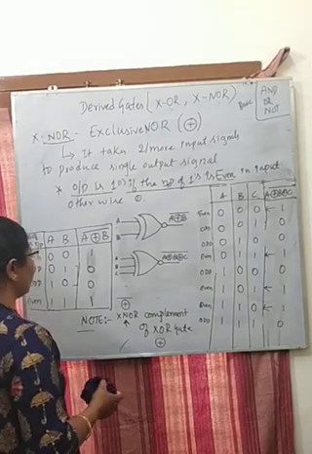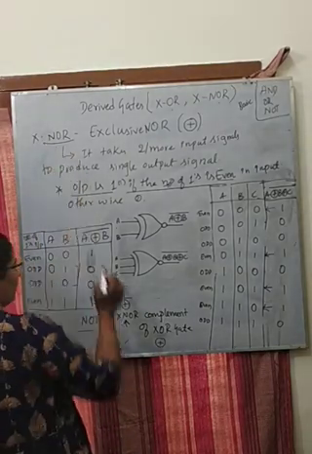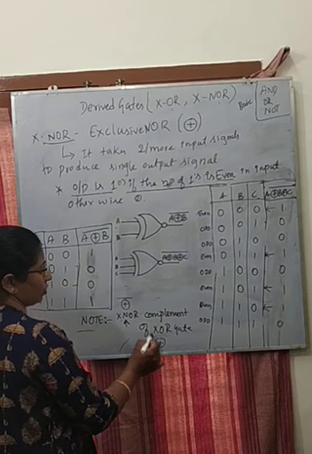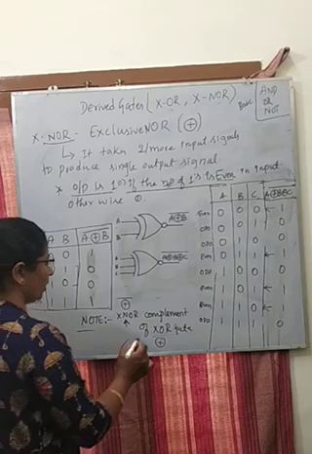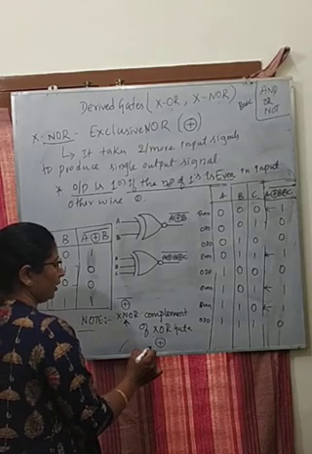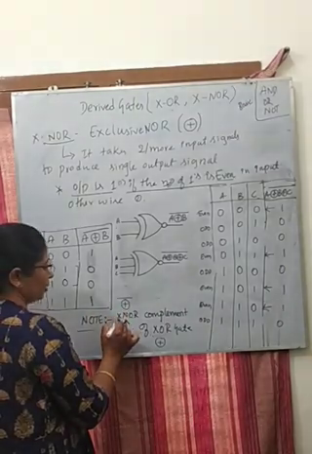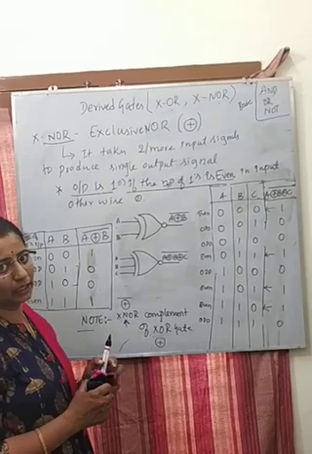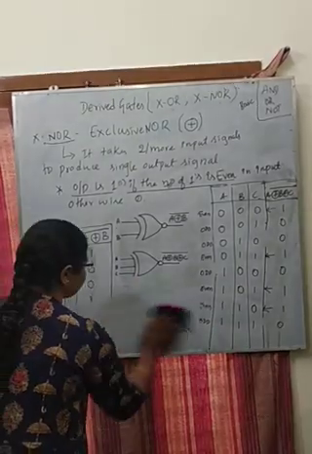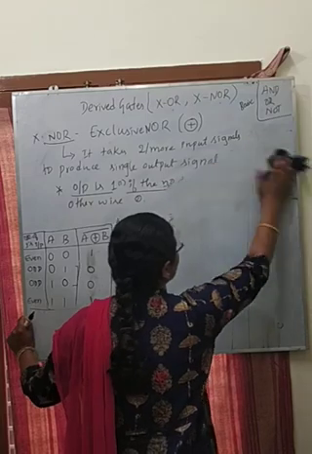Okay. So once again we'll revise the XOR and XNOR. XNOR is a complement of XOR. In XOR, an odd number of ones gives you a true result. In XNOR, an even number of ones gives you a true result. Okay. So these are your gates.